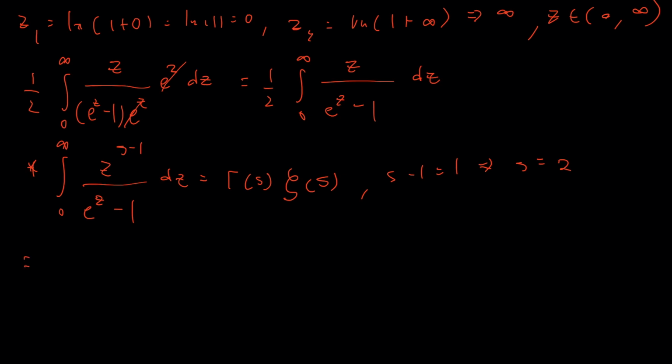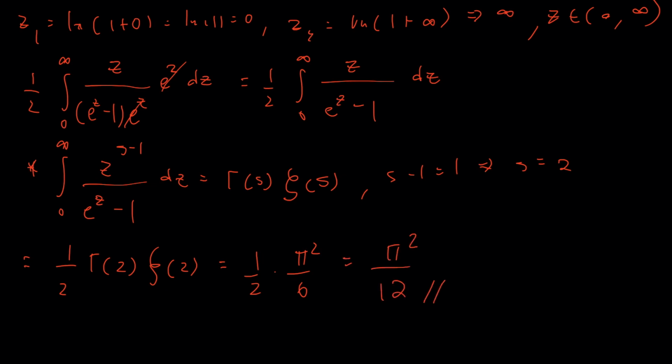So our integral is equal to 1/2 the gamma function evaluated at 2 times the zeta function evaluated at 2. 1/2 times the gamma function at 2 is 1. And the zeta function at 2 is pi squared over 6. And 2 times 6 is 12, so we have pi squared divided by 12. And so that is the final result to the desired integral.